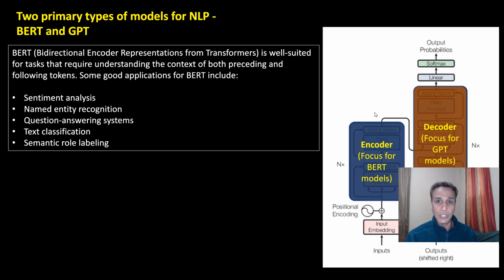Because to generate text, you don't need to know what's at the end of the paragraph. You're just generating, and you'll take care of it when you get there. But when it comes to certain applications, for example, sentiment analysis, semantic role labeling, or text classification, you're trying to understand left to right and right to left. That's exactly what BERT is good at.